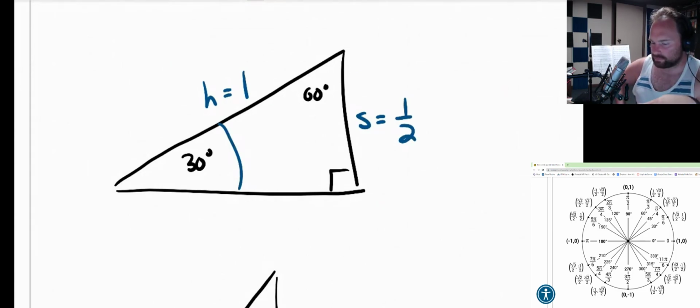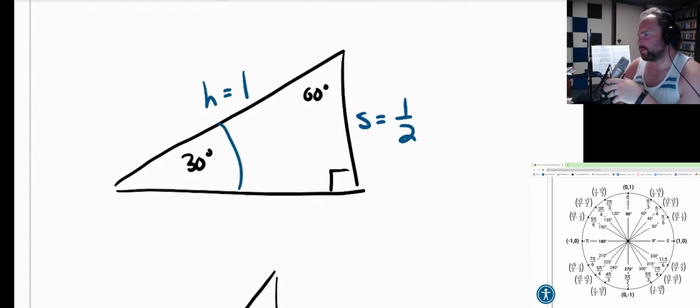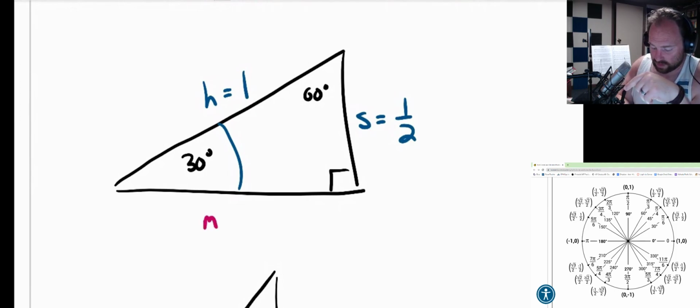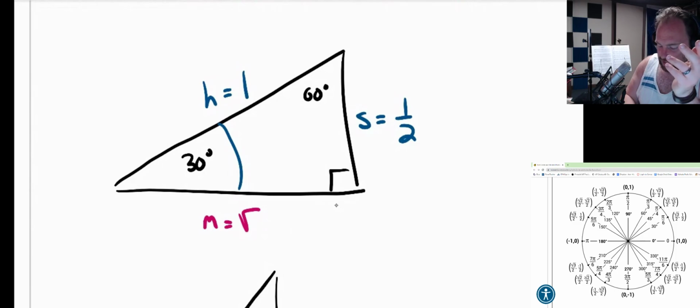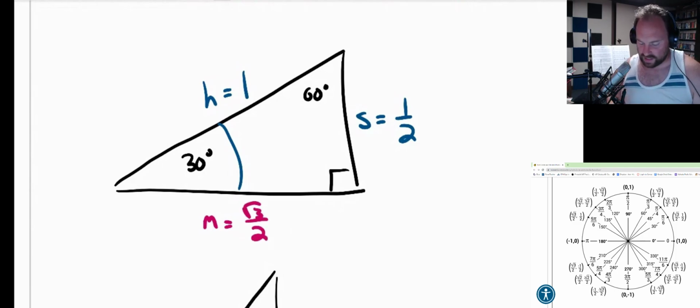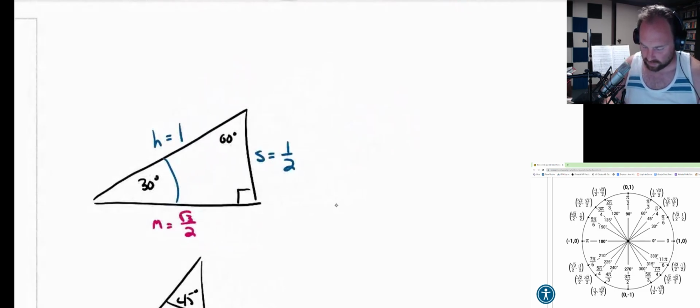Now, the medium side is probably the trickiest one. I could do a proof of this. I could show you a Pythagorean theorem calculation and show you that I'm not just making things up off the fly, but you'll just have to believe me for the purposes of the length of this video. The medium side is the square root of 3 times the shortest side. Since the shortest side is 1/2 in this example, that means the medium side is the square root of 3 divided by 2.